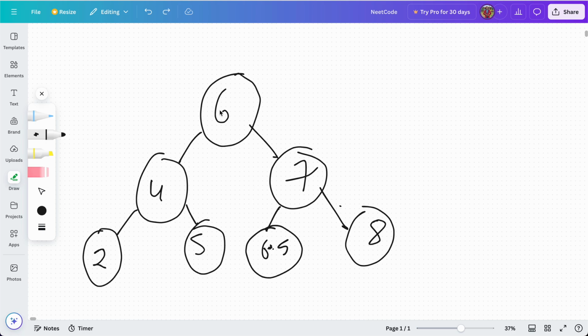But there are other cases, where suppose P given to you is here and Q is here, or Q is here, or P is here, something like that, right? In this case, what will happen?